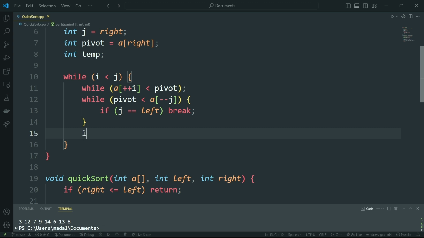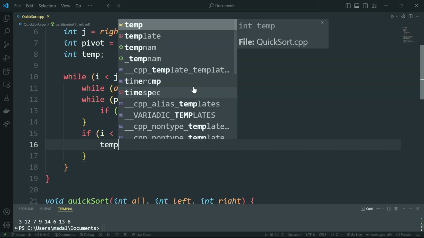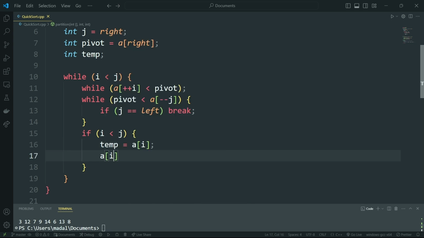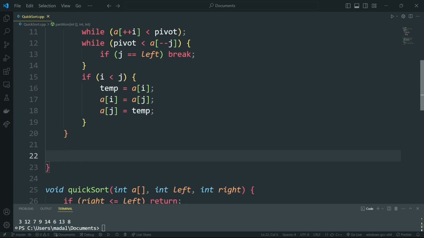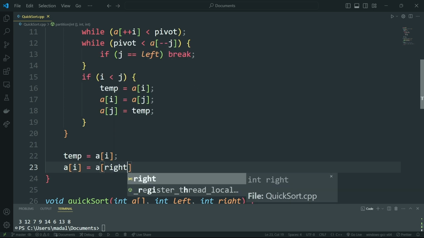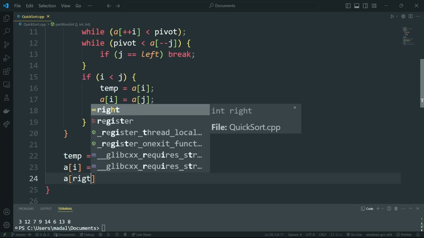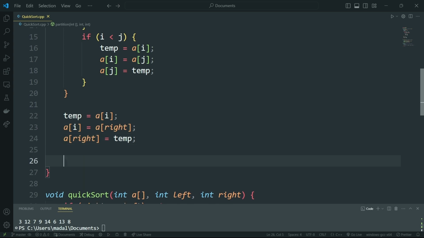So now we have our iterators in the correct position. All we need to do is swap. So if I is smaller than j, basically if we haven't crossed paths, right, if our iterators haven't crossed each other, then we're going to swap. So temp equals a[i], a[i] equals a[j], and a[j] equals temp, like so. And once we're done with this, we only need to put basically our pivot in the index I, right? So I'm going to say temp equals a[i], and then a[i] equals a[right], which is our pivot, and then a[right] is equal to temp, like so. And we're actually done with our algorithm.